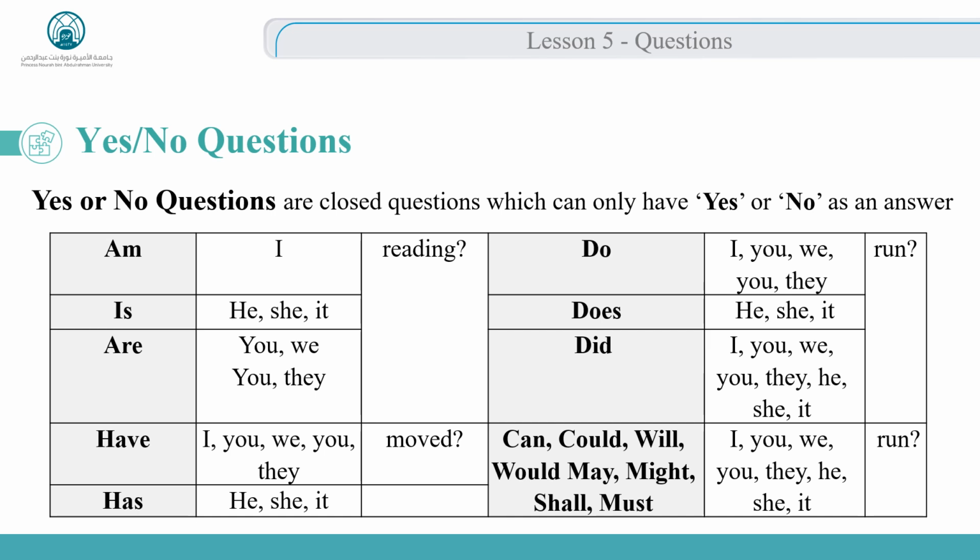So we can say, can I run? Can you run? Can we run? Would you run? Shall you run? Etc.